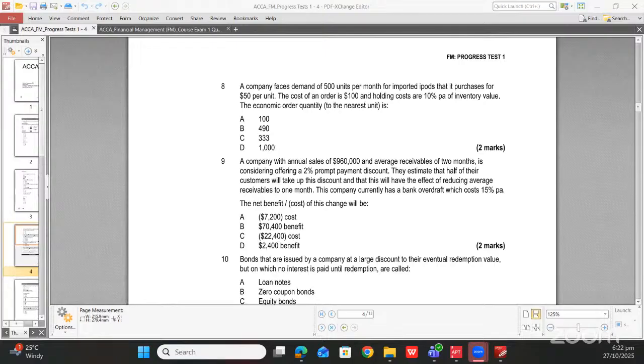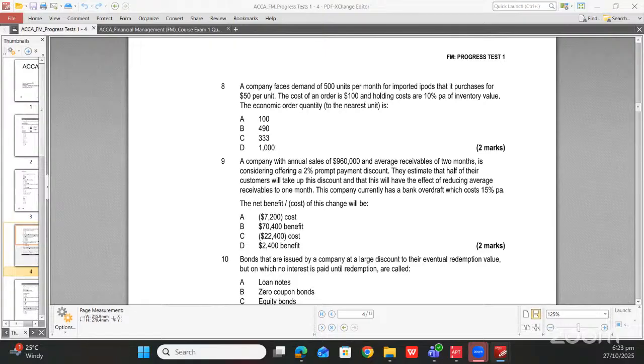So it's units, the economic order quantity to the nearest unit. So 490 is actually correct because it would be the square root of 2 times 100, that being the cost per order, times 6,000, the annual demand, and then you divide it by the holding cost per unit, being 10% of the purchase price of $50. So 10% of $50 is $5. Square root of that whole thing, 490. So that would be the answer. B as in boy, that would be the answer for question 8.